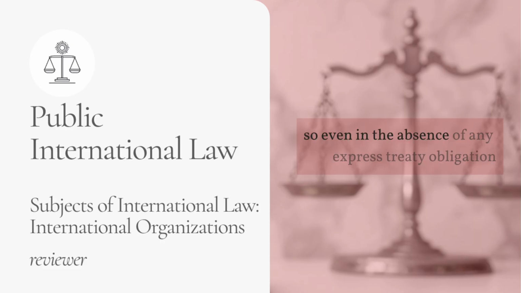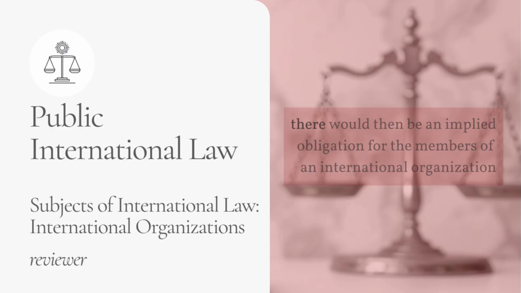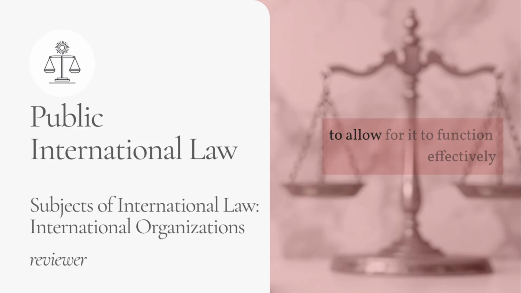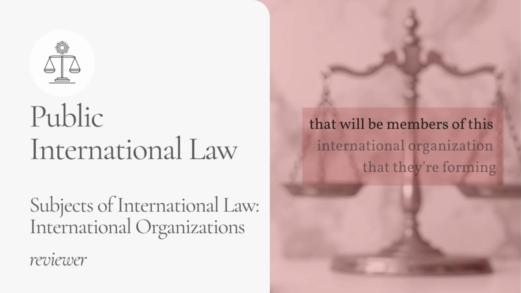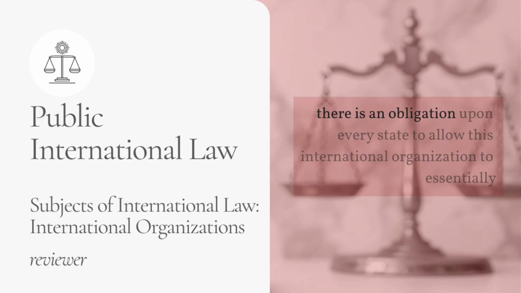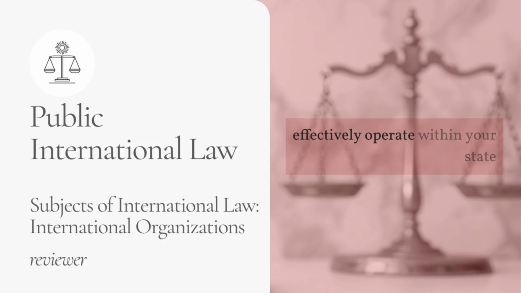So even in the absence of any express treaty obligation, there would then be an implied obligation for the members of an international organization to provide the organization with such domestic capacities as are necessary to allow it to function effectively. So even if the treaty, which brings together all the states that will be members of this international organization, doesn't say that there's an obligation upon every state to allow this international organization to effectively operate within your state, and you do this through giving it domestic legal personality, it's implied, because how else will it get done?